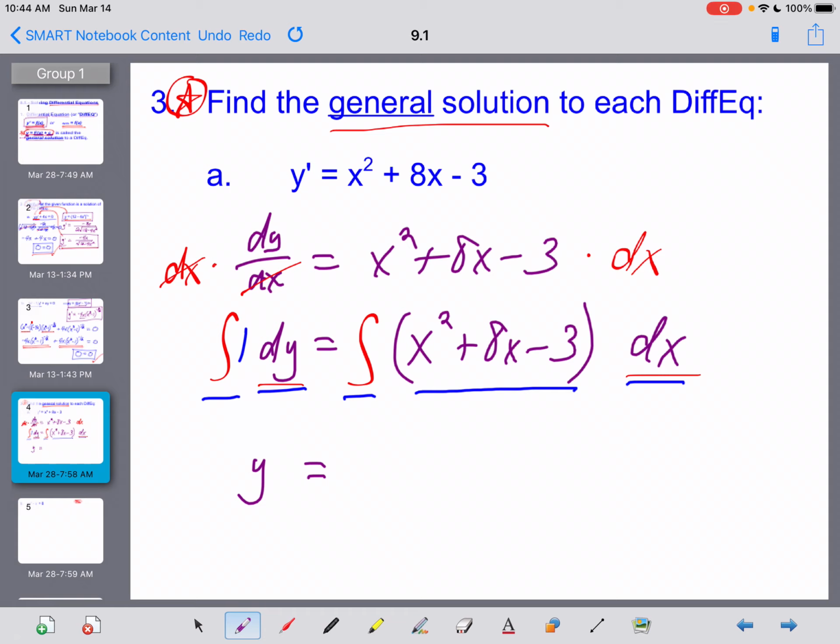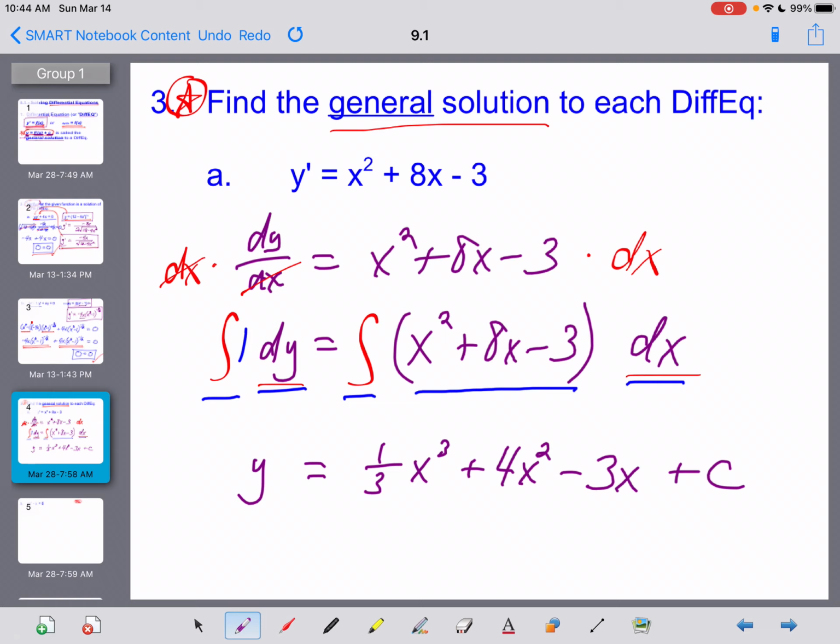And on the right side, this is a little bit more like what you guys expect to see. Antiderivative of x squared is going to be 1/3 x cubed. Antiderivative of 8x is going to be plus 4x squared. And the minus 3 is going to turn into a minus 3x. Because this was an indefinite integral, we're going to put a plus c at the end.